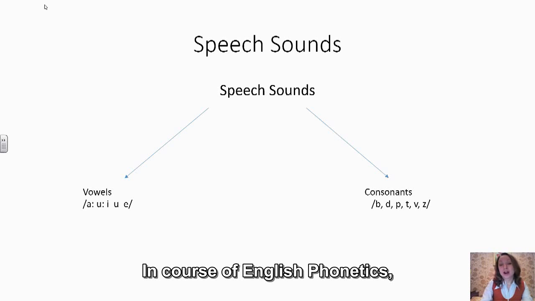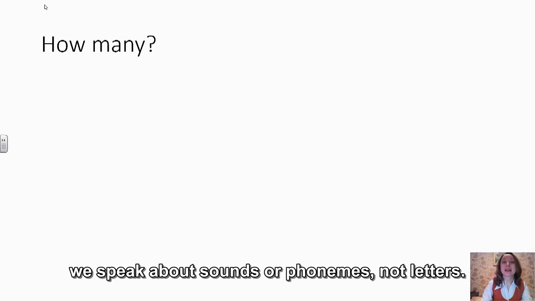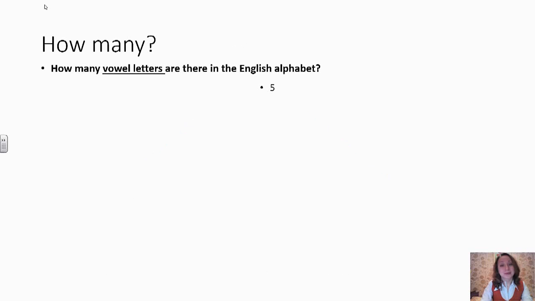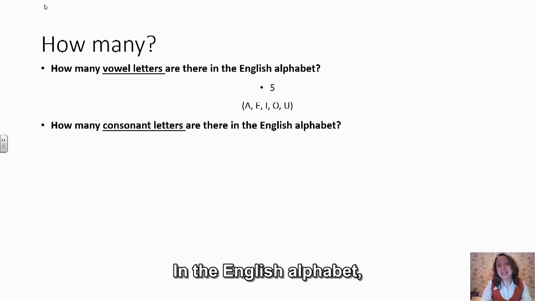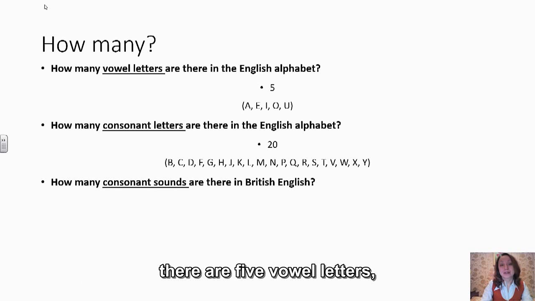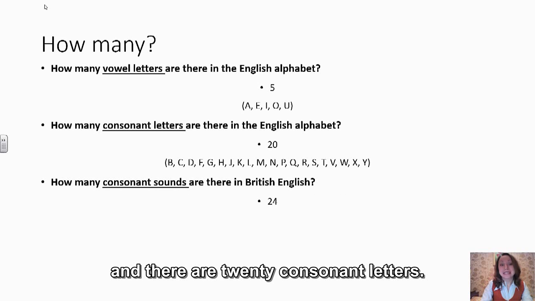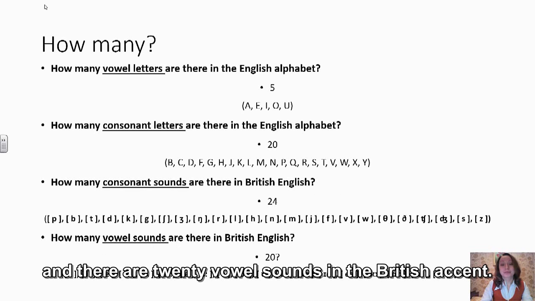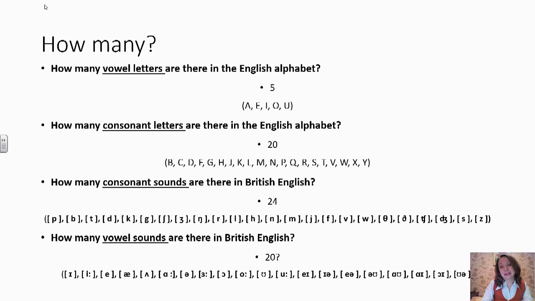In the course of English phonetics, we speak about sounds or phonemes, not letters. In the English alphabet, there are 5 vowel letters and 20 consonant letters. When we speak about sounds, we say that there are 24 consonant sounds in the British accent and 20 vowel sounds in the British accent.